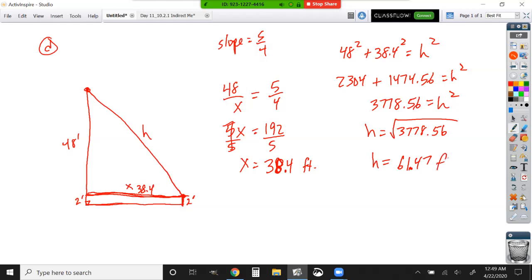61.47 feet. But wait, he needs an extra 2 feet because he needs 1 extra foot here and 1 extra foot here to tie the two pieces off. So he needs 63.47 feet. His 62-foot rope is too small.